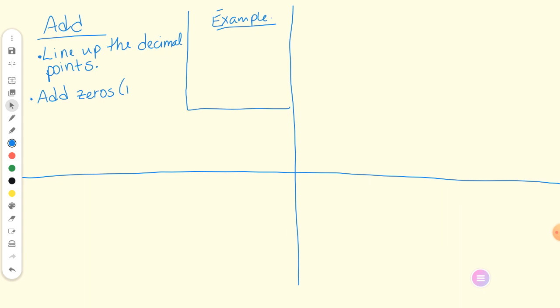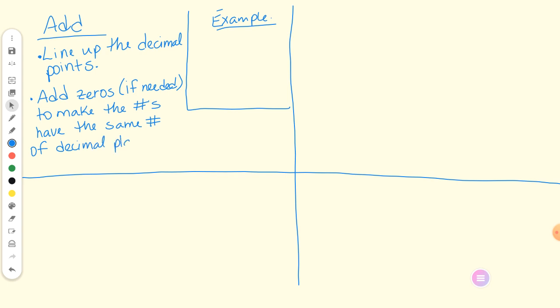And in parentheses, if needed, to make the numbers have the same number of decimal places. I have to write kind of small. So: line up the decimal points. Add zeros if needed to make the numbers have the same number of decimal places.